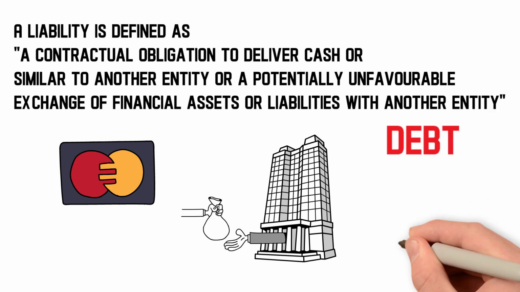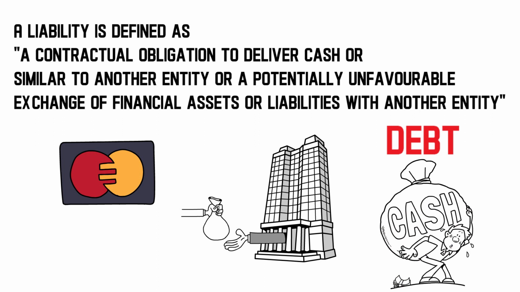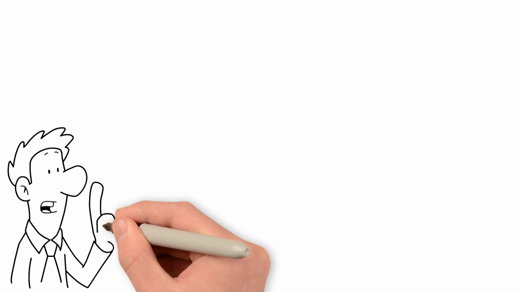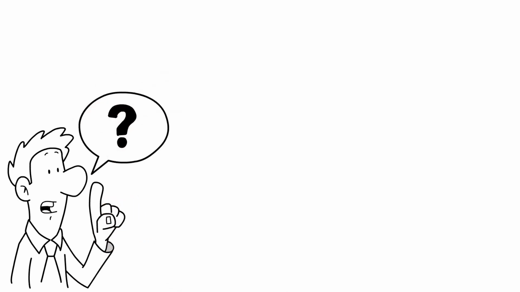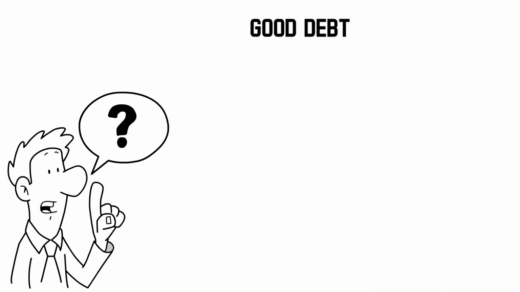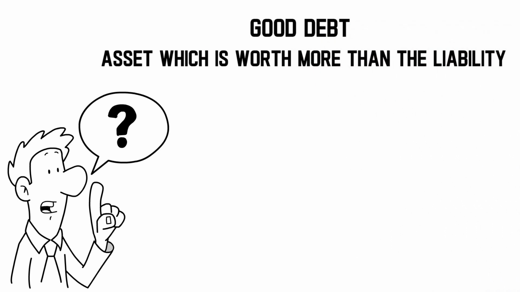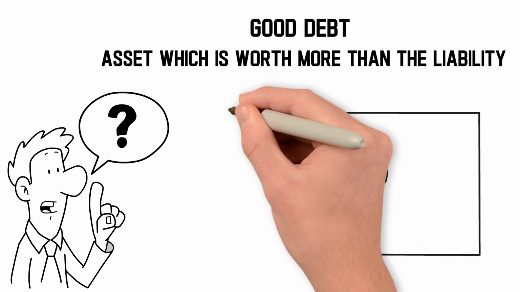There are, of course, other forms of debt which are considered good debt. These are debts which are taken on with the intent to make money from. An example of good debt would be taking a mortgage loan on an apartment building to rent out. The rent payments would cover the mortgage cost and provide an income. A good debt is a debt which results in an asset which is worth more than the liability taken on to acquire it.